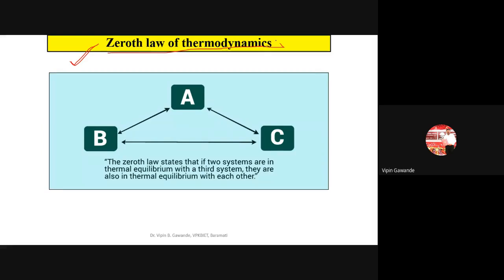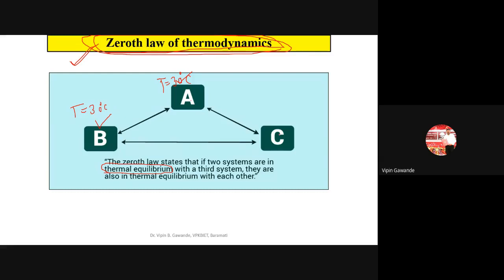So what is the zeroth law of thermodynamics? You already studied this one. Suppose we consider system A and B. What does this zeroth law of thermodynamics state? If two systems are in thermal equilibrium with a third system, that means, suppose A has 30 degrees Celsius temperature, and B also has 30 degrees Celsius temperature. That means the temperature of A and B is equal. So we say that A and B are in thermal equilibrium. Thermal equilibrium means their temperatures are the same.